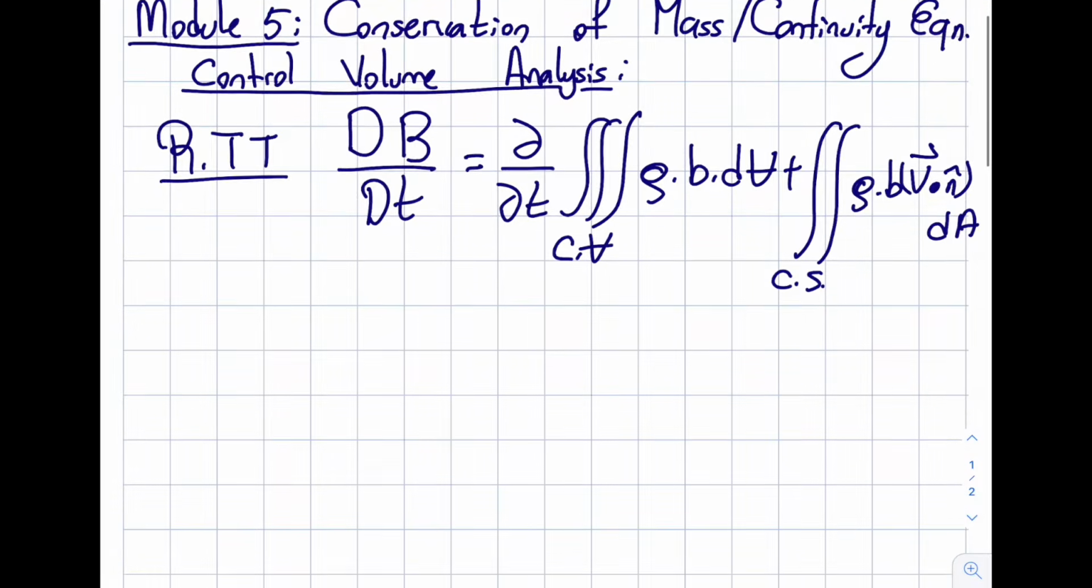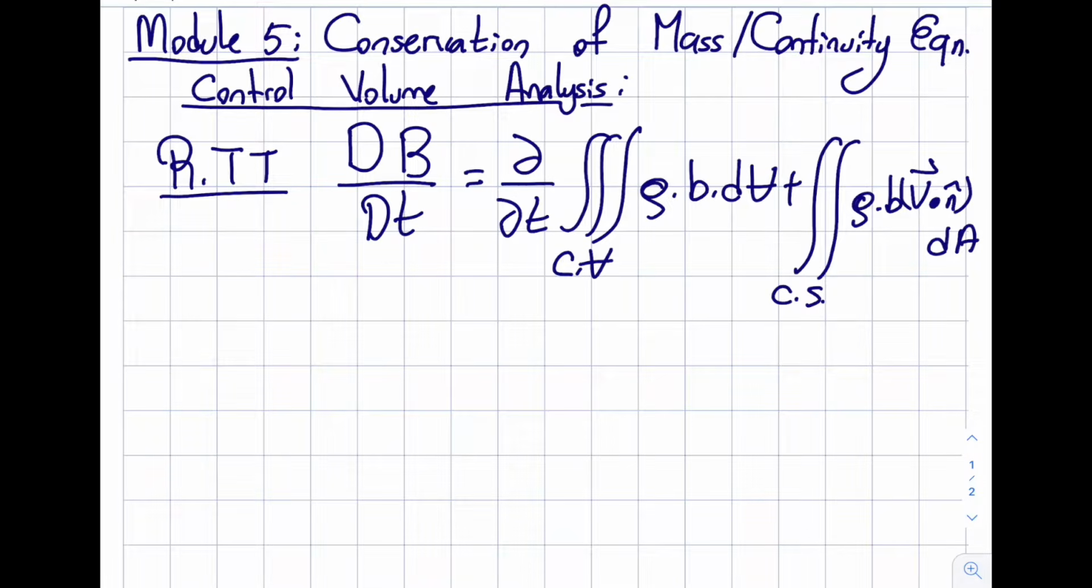Now I'm going to read the title of the module, mass. Some people refer to the conservation of mass as the continuity equation. That's quite alright, I would like you to be aware of that. But at the end, I'm going to set capital B equal to mass. What do you think I'm going to do for the conservation of momentum? I'm going to say capital B is momentum. For conservation of energy, capital B is energy.